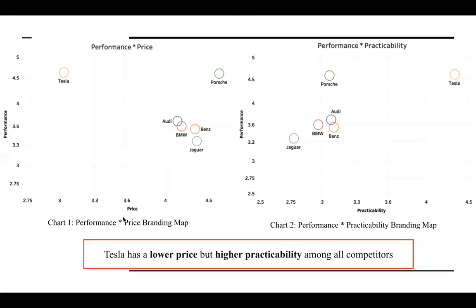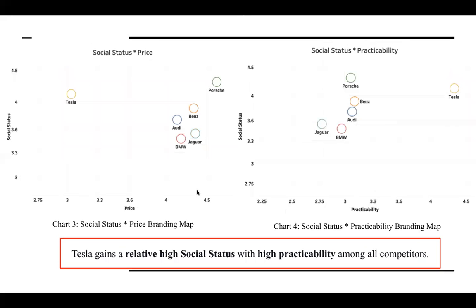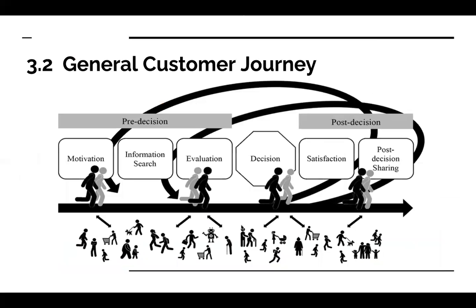If you take a look at chart 1 and chart 2, we can see that under the same performance, Tesla has a lower price and higher practicability among all competitors. At the same time, if you take a look at chart 3 and chart 4, Tesla, under the same social status, has a lower price and higher practicability too. So basically, we can say Tesla is the most economical brand among all the competitors. And next, I will pass down to Leo to talk about the customer journey analysis.